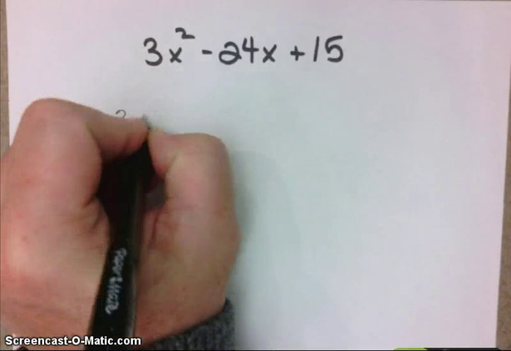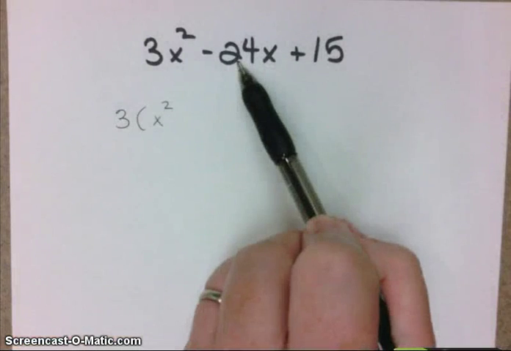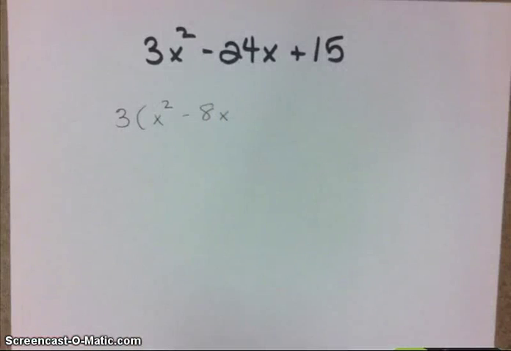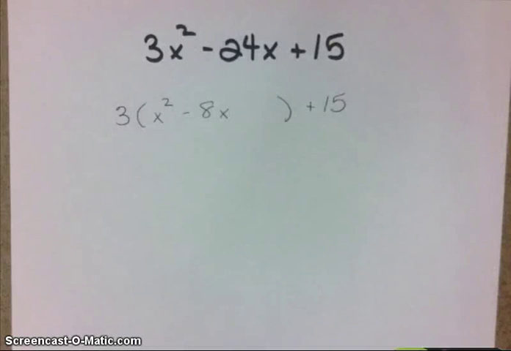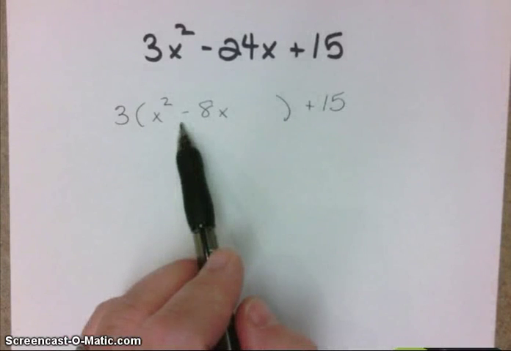So we've got 3 here. We're going to take 3 out of the 24, and we're going to call it negative 8x. But we're not going to take it out of the 15. The 15's okay, we're just going to move it out of the way. And now we have a quadratic that we can complete the square.